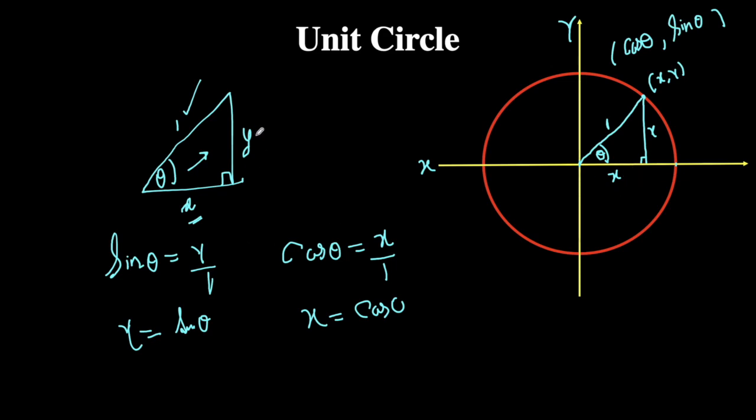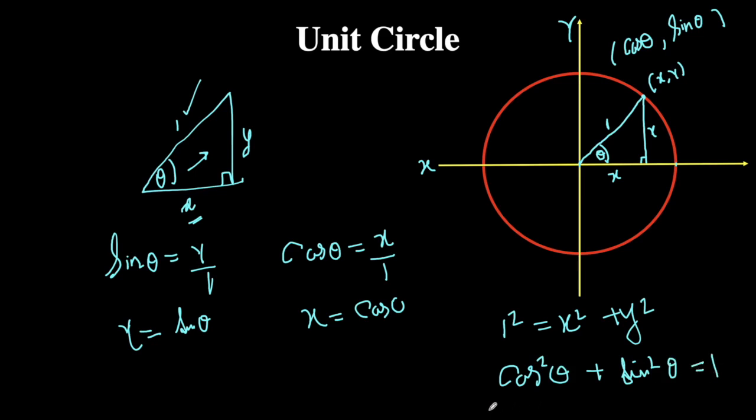Now can I use the Pythagoras theorem here? Yes. So can I write 1 square is equal to x square plus y square? Now what is your x square? x is your cos theta, so is it not cos square theta plus sine square theta is equal to 1 square, which is 1. So this is one of the important identities, or you can say formulas, for trigonometry.